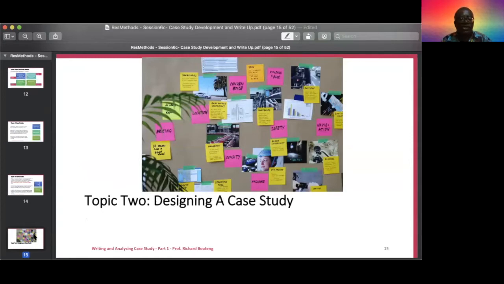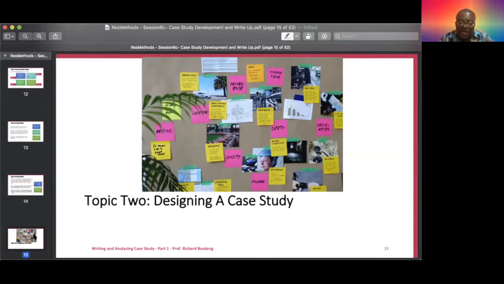Okay, so topic two, designing a case study. There's also another classification of case study which I've not yet mentioned. I think it's in my slides later. It's about holistic and embedded cases. Holistic means that you are looking at the entirety, like you are looking at the University of Ghana. Embedded means that even though I'm looking at the University of Ghana, I believe that there are some cases in the University of Ghana. So the business school is one case, the school of pharmacy is one case, the school of social sciences is one case.